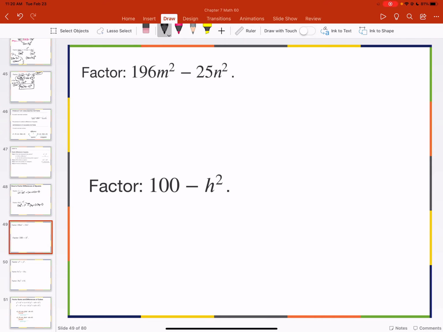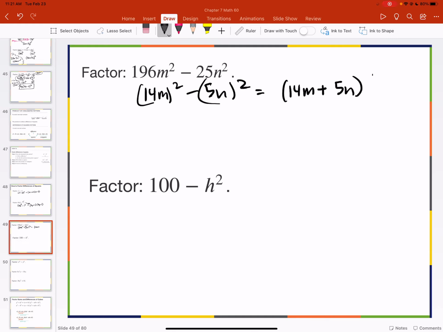All right, let's do another one. 196m squared minus 25n squared. Let's see, is 196 a perfect square? It is, it's 14. So 14m squared minus 5n squared. Then that's going to be 14m plus 5n, 14m minus 5n. See how nice that is? That's so nice.